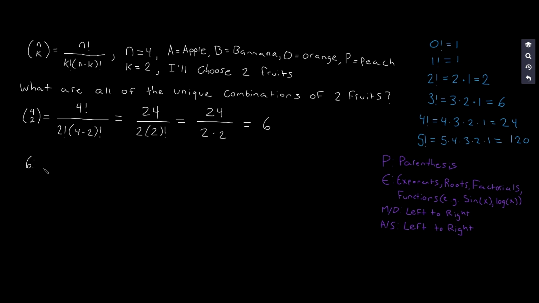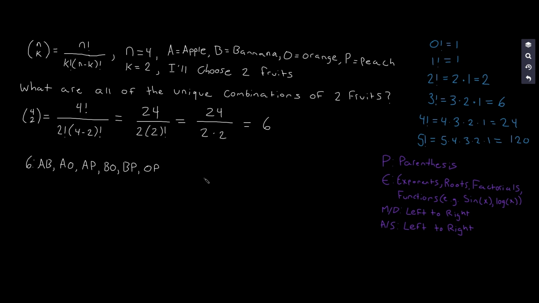So, well, we could have an apple and a banana. We could have an apple and an orange. We could have an apple and a peach. We could have a banana and an orange. We could have a banana and a peach, and we could have an orange and a peach for our 6 different combinations.